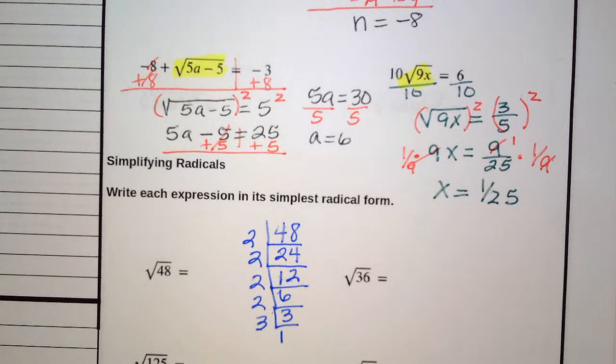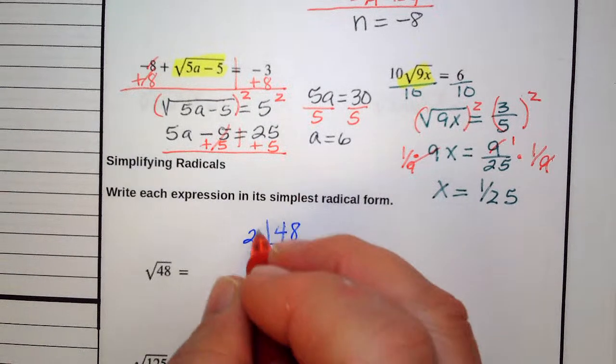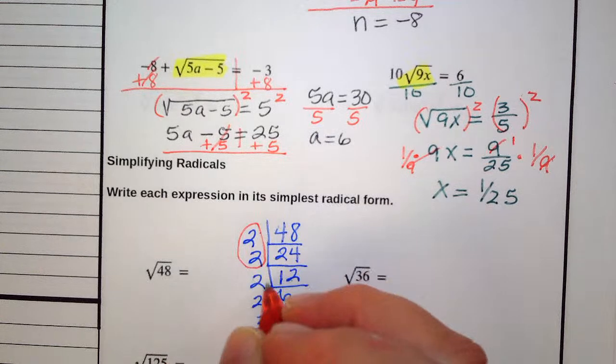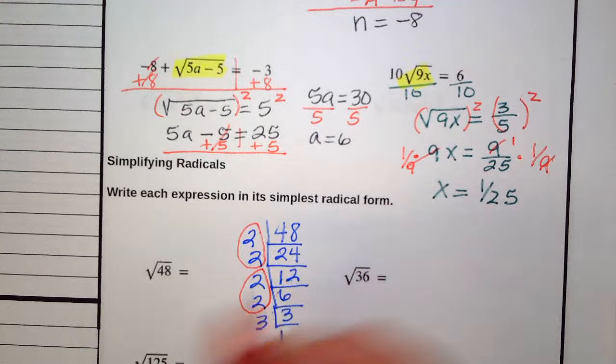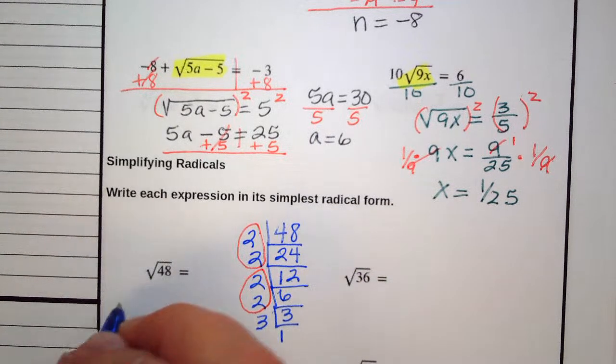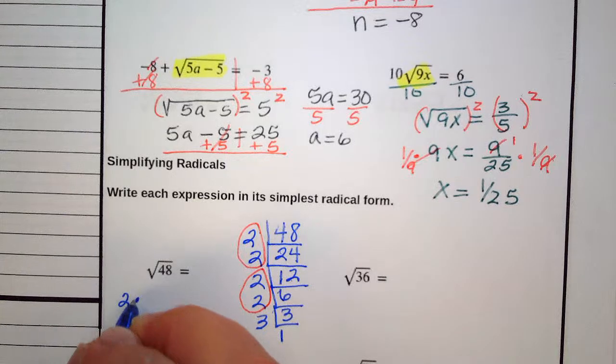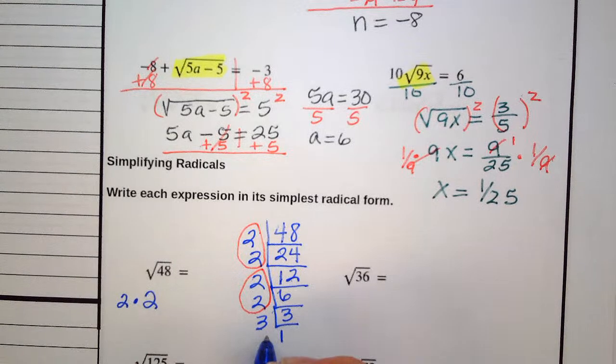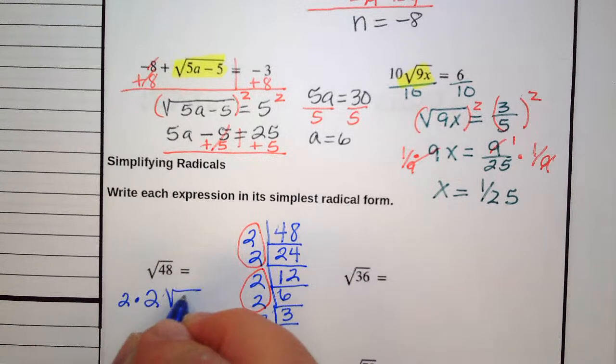Now let's look at how many pairs I have. I've got a pair of 2's and I've got a second pair of 2's. So this is equal to 2 times 2. What's left over? Square root of 3.